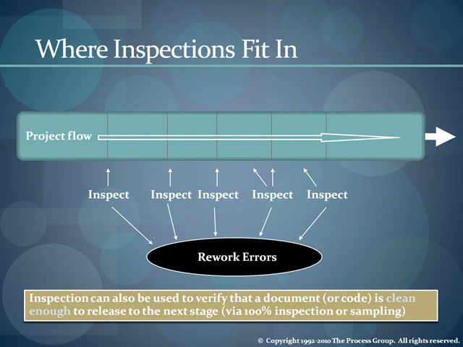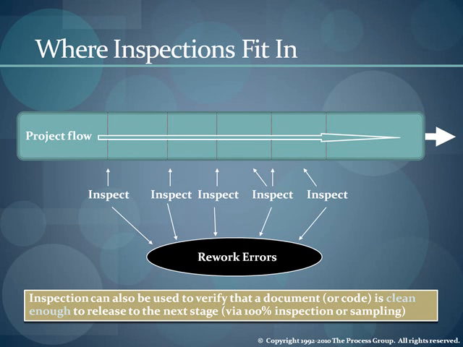So where do inspections fit in? Here's a project flow. You can fill in the phase names that you typically go through in your project. You could apply inspection to the output of each phase. You get a list of errors, they get reworked, and those errors don't go through the next phase because they get found earlier. You may decide that you want to do 100% of inspection, that every major output that you care about is inspected for defects.